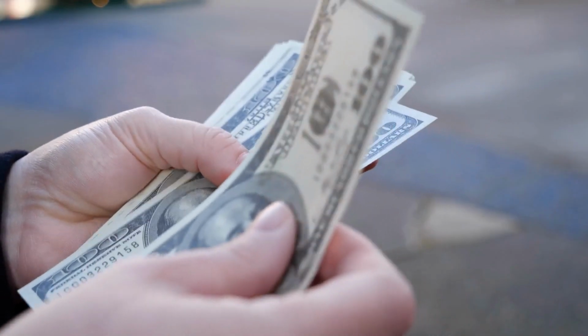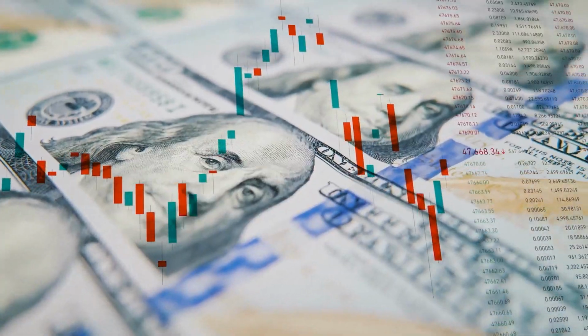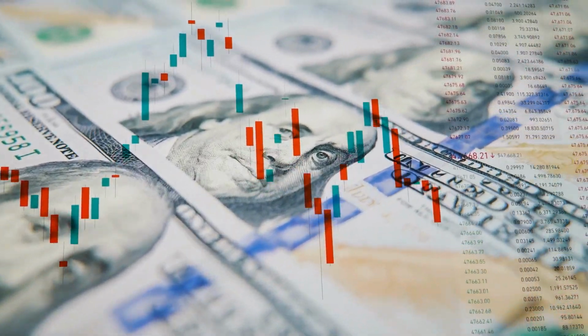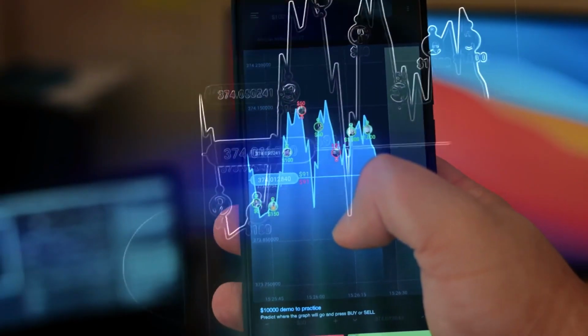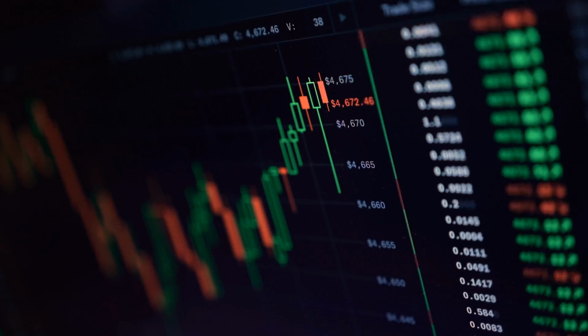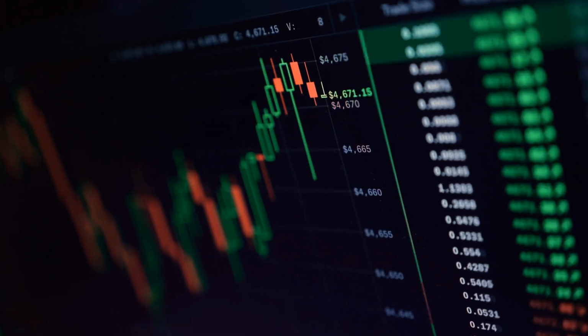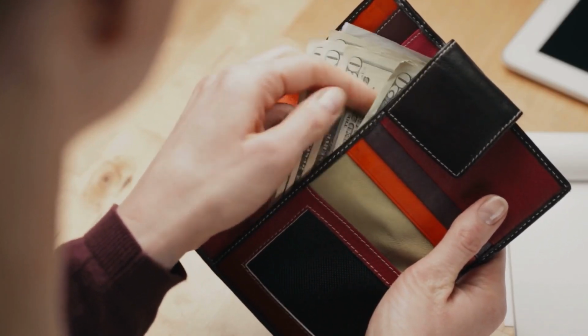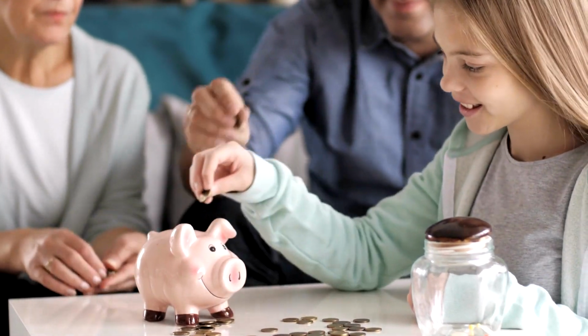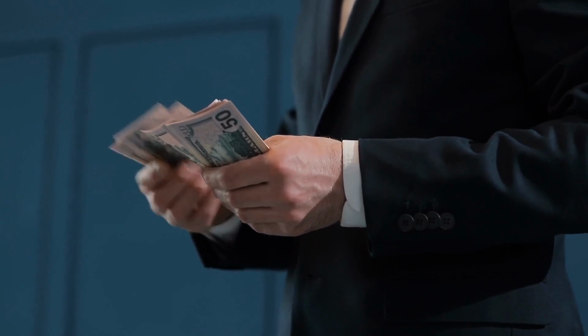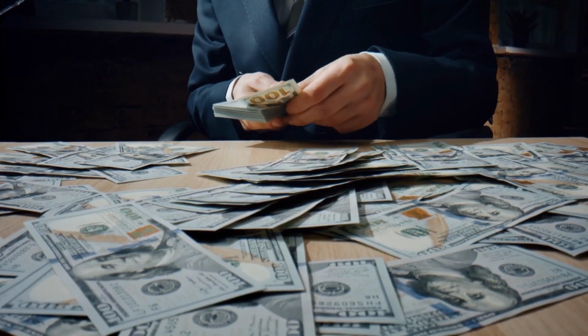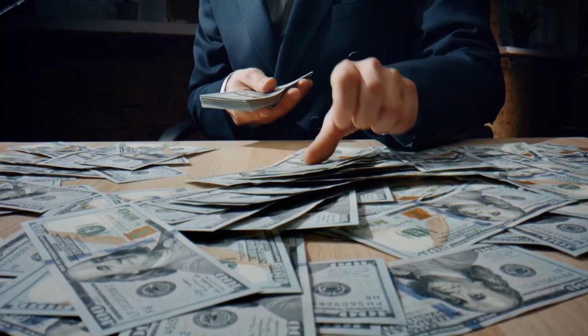Next, consider your risk tolerance. Understanding how much risk you are willing to take is crucial, as it directly impacts your investment choices. If you're comfortable with volatility, you might lean towards stocks or mutual funds. Conversely, if you prefer stability, bonds or savings accounts may be more suitable. Aligning your risk tolerance with your financial goals ensures that your investment strategy is both realistic and achievable.